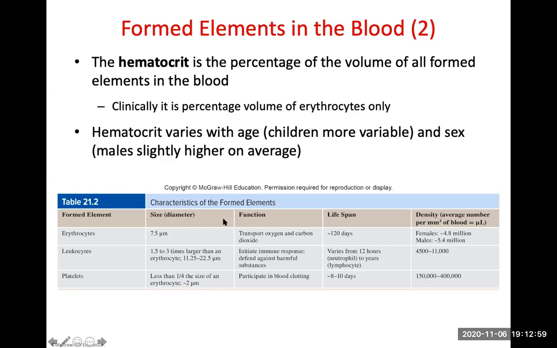And this is a great table just summarizing the characteristics of the formed elements, the diameter and size. So the erythrocytes will be kind of in the middle. Your leukocytes can be 1.5 to 3 times larger than an erythrocyte. And then the different functions of the three, their lifespan, so how long they are able to survive in the blood, and their density or the average number per microliter.